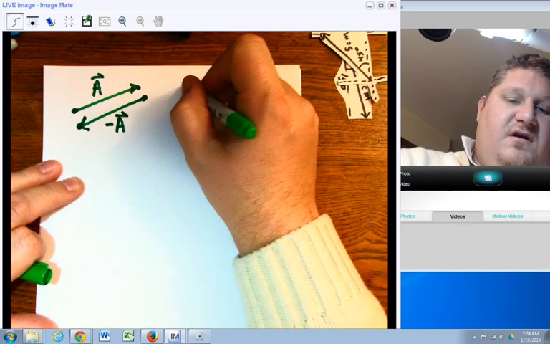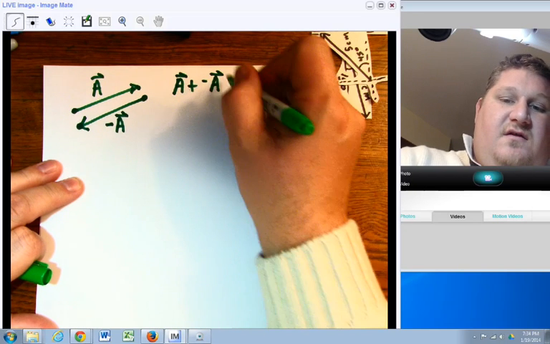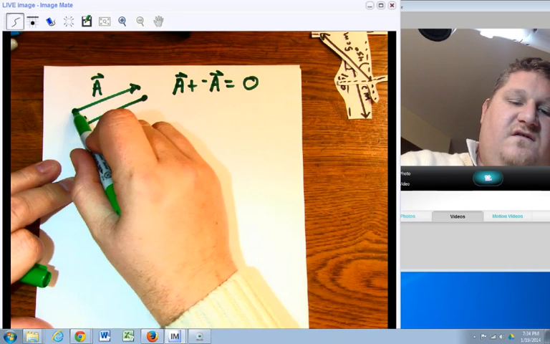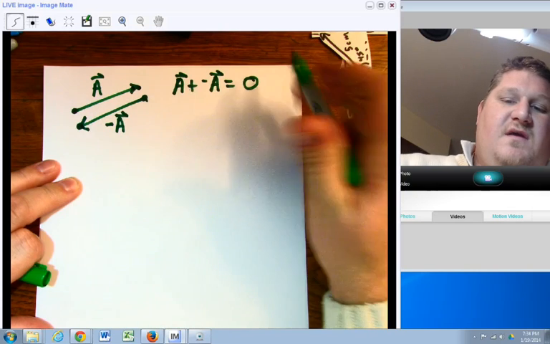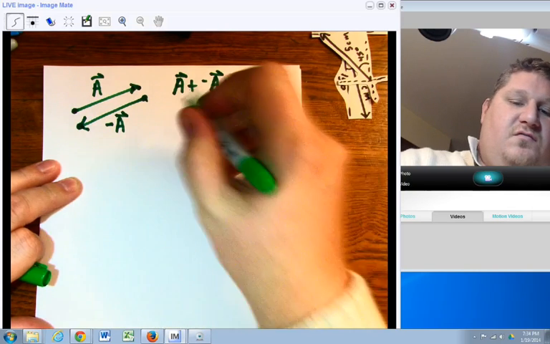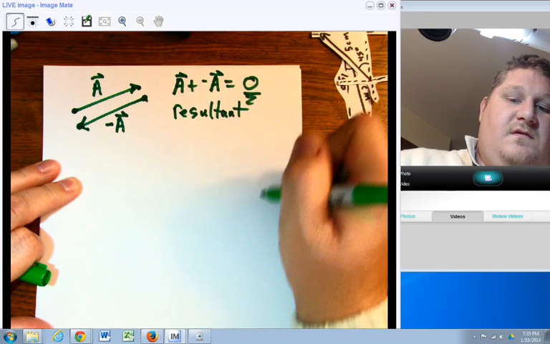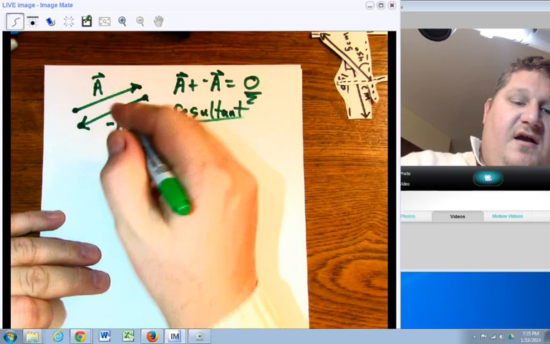If I were to attempt to take A plus negative A, no one should be shocked to know that the answer is going to be 0 because you started someplace and came exactly back to where you started. And so the difference is 0. So the resultant of the two vectors is 0. Now, you could have parallel vectors.